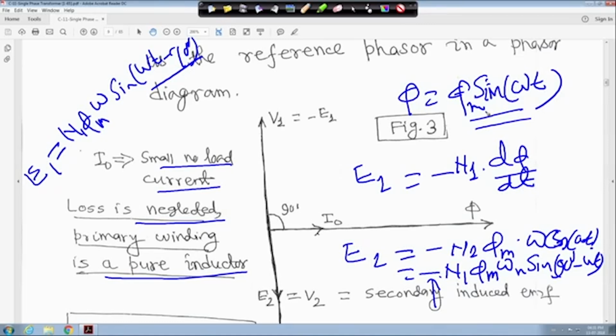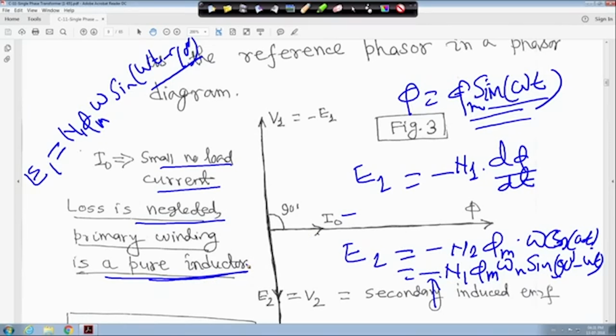That means, if phi is the reference, that is sine omega t, and loss is neglected, then the no load current I0 will also be in phase with the flux, and I0 will be lagging V1 by 90 degree. If loss is completely neglected, I0 will be in phase with phi, as resistance is neglected. Therefore, I0 is lagging the voltage V1 by 90 degree. It is because the primary winding is acting as a pure inductor, right.